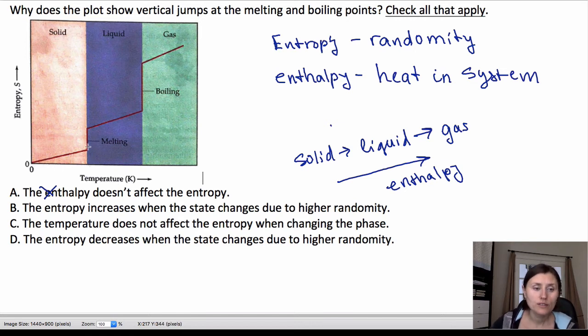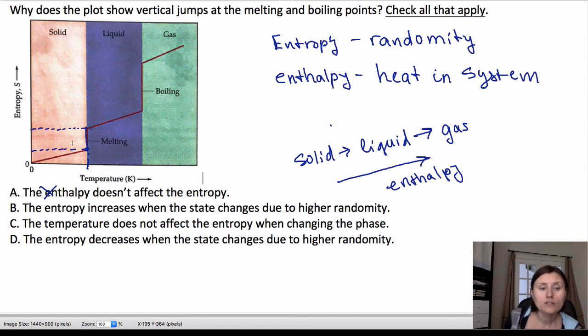Option B, the entropy increases when the state changes due to higher randomness. Let's look at this. It looks like it hit a state change at this border over here, and then the entropy just jumps up without changing the temperature. It goes from a lower point, which is here, to a higher point, which is there, even though the temperature is staying the same. So option B in this case is correct.